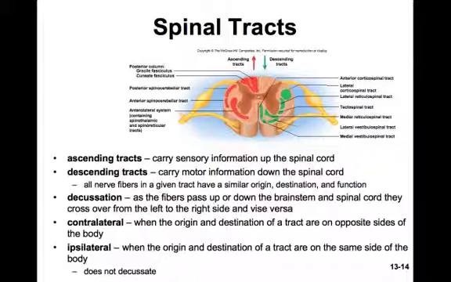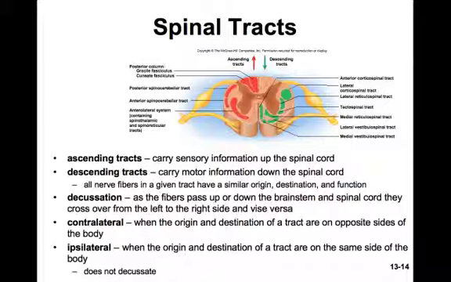The ascending tracts carry sensory information up, and the descending tracts carry motor information down. All the nerve fibers in a given tract have a similar origin, destination, and function. Most of the fibers will decussate, that is, cross over to the other side of the spinal cord on their way up or down the brainstem and spinal cord. The fibers are said to move in a contralateral direction when the origin and destination of the tract are on opposite sides of the body.